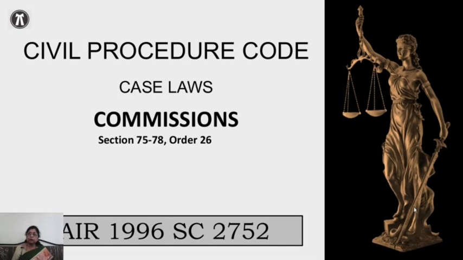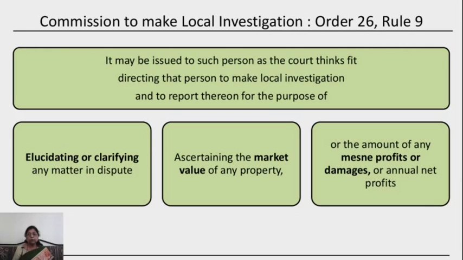The Civil Procedure Code in Order 26 gives the power to the court to establish or constitute a commission under sections 75 to 78, and the commissions are for several purposes which are mentioned in Order 26. Basically, when we look into these provisions, the commissions are constituted for several purposes. One of them is Rule 9, that is to make local investigation.